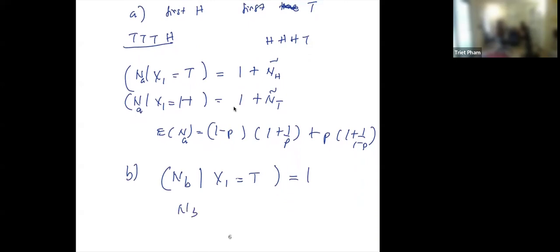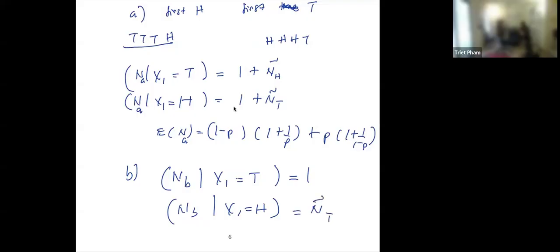So you can redo the same analysis. So let's just do it. Let's call it N_A, the answer to A. So N_B, if the first toss is a tail, will be 1. And N_B, if the first toss is a head, will be N tilde T.